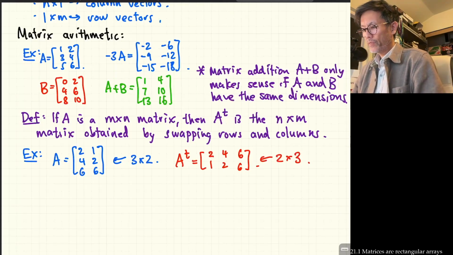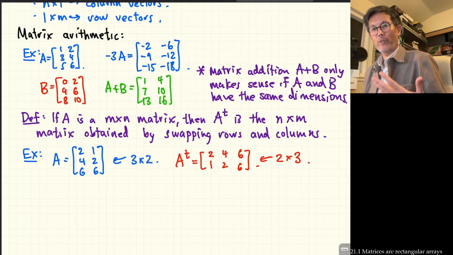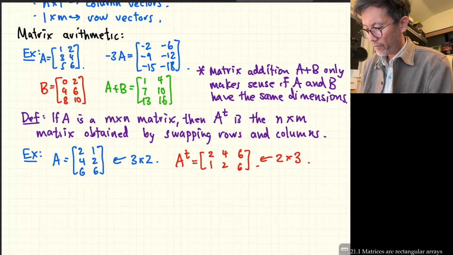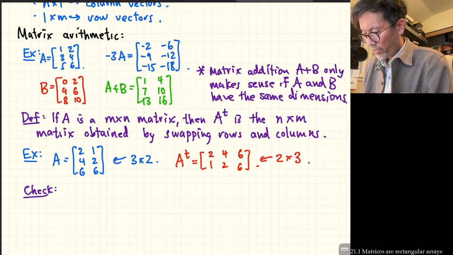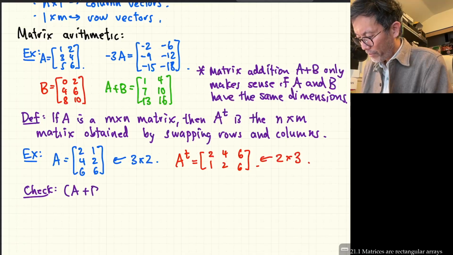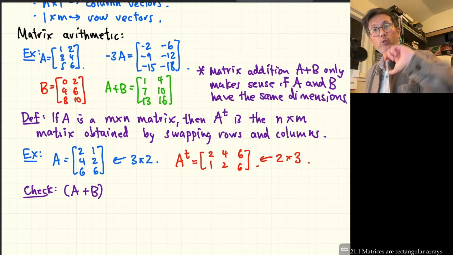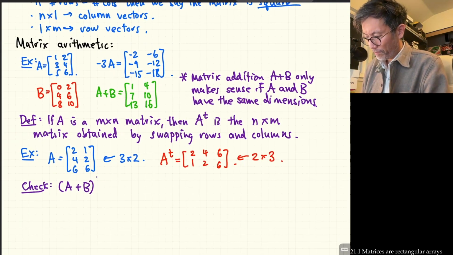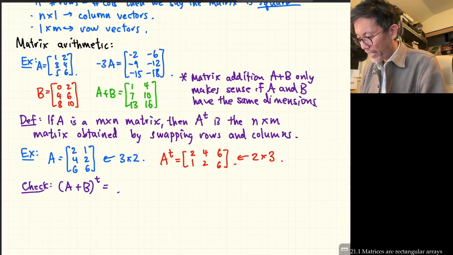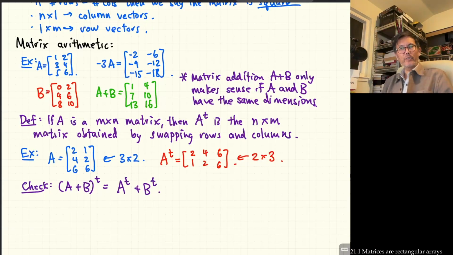All right? That's matrix arithmetic. And you can check that if you take a sum of two matrices, and then you transpose that sum, this is exactly the sum of the transposes. So it does what you want it to do.